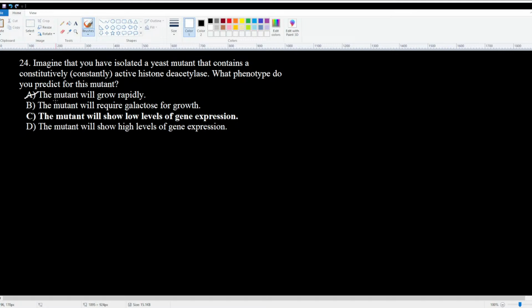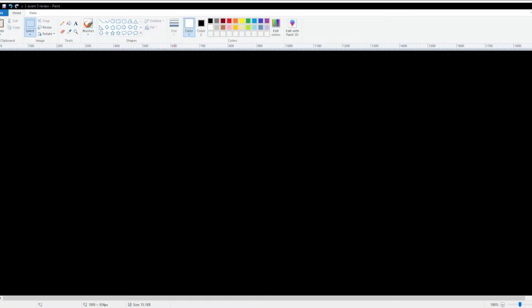So the mutant will not grow rapidly. The mutant will not require glucose for growth, because that doesn't really have anything to do with what we're talking about. And the mutant will not show high levels of expression. It will show very low levels of expression because we're tightening up the DNA. We're locking it down like Fort Knox with this deacetylase. So the mutant will show low levels of gene expression. Therefore, number 25.